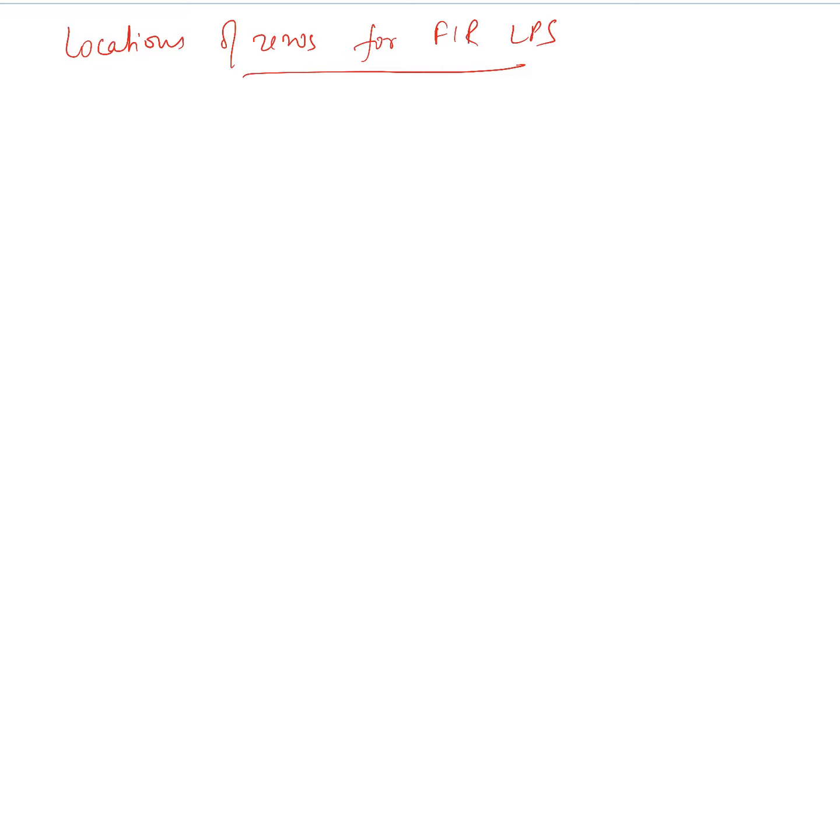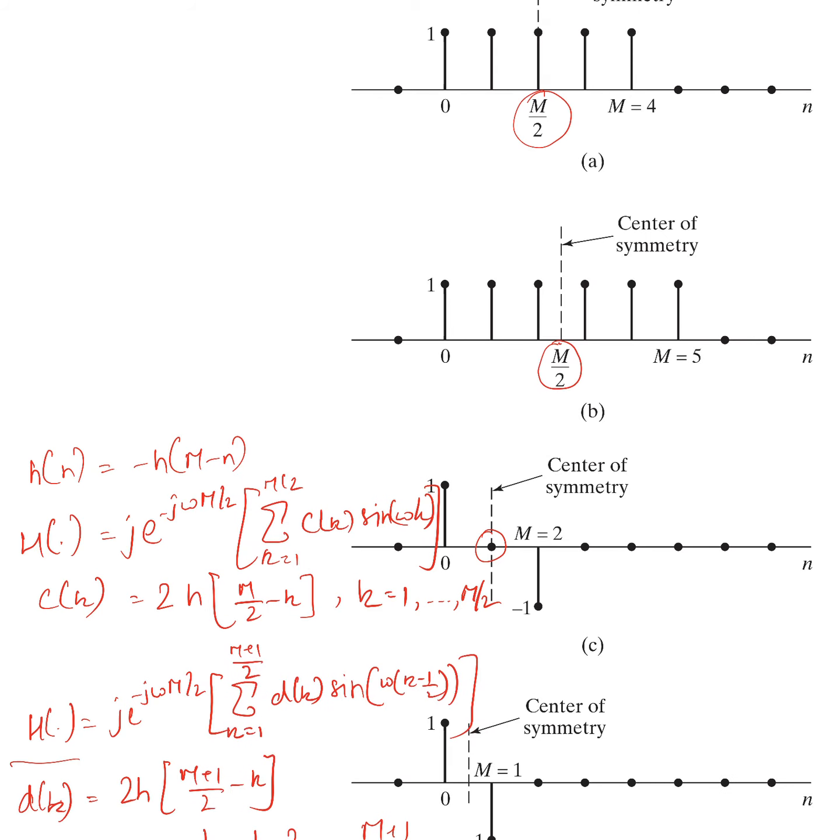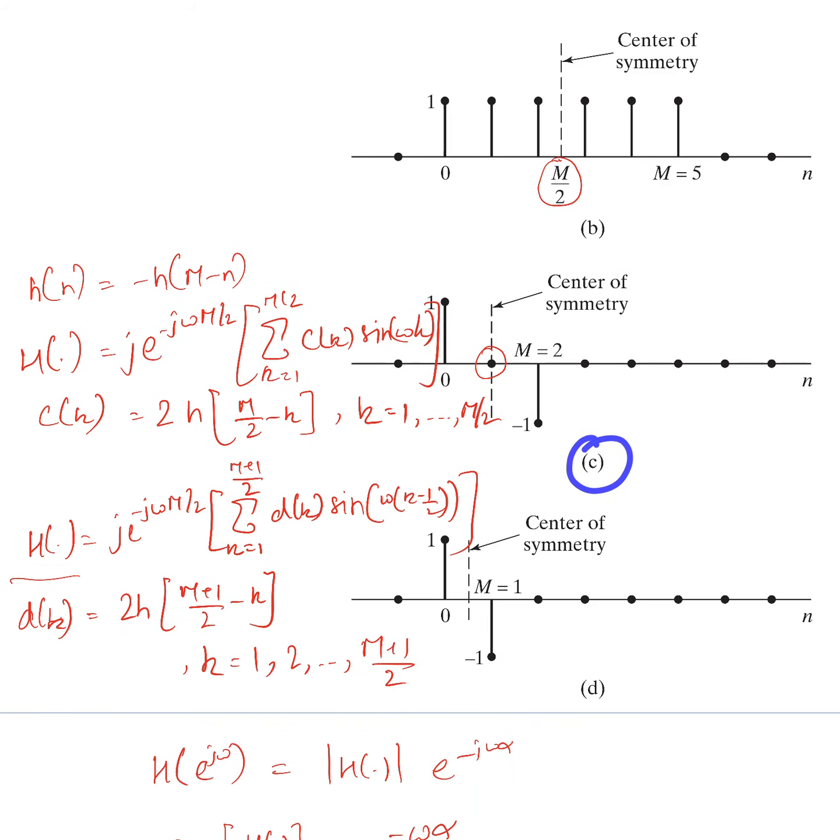FIR linear phase systems. So given the time domain function h of n, we can compute the z transform using this formula for n equal to 0 to M, since it's a finite impulse response function. So we have h[n] z to the power minus n. Now these four responses we had seen in the last lecture, where this is type 1 and type 2, which are symmetric functions, and these C and D figures are type 3 and type 4, which are anti-symmetric.